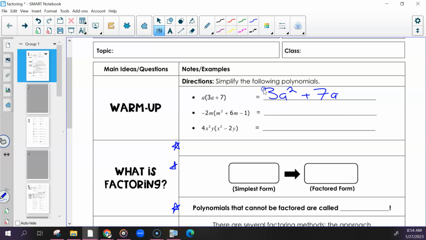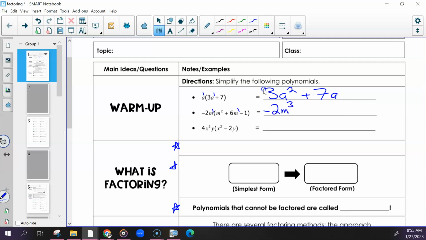So if we distributed negative 2m, what would that become? We're adding those exponents together, and the exponents you can't see are 1, 1. So negative 2m times m squared would be what? Not squared, but add 1.